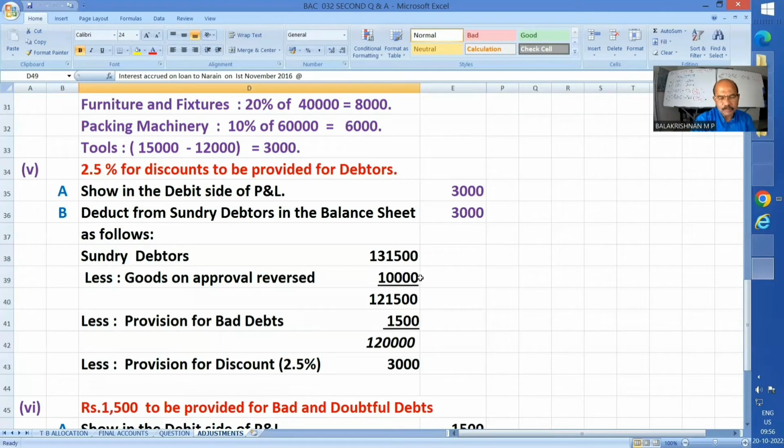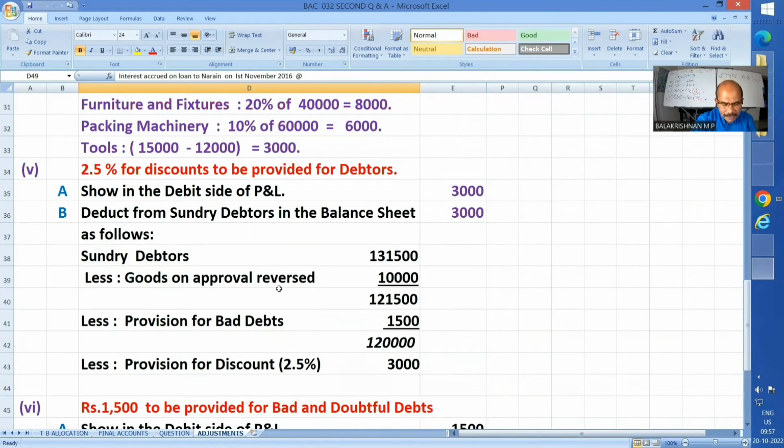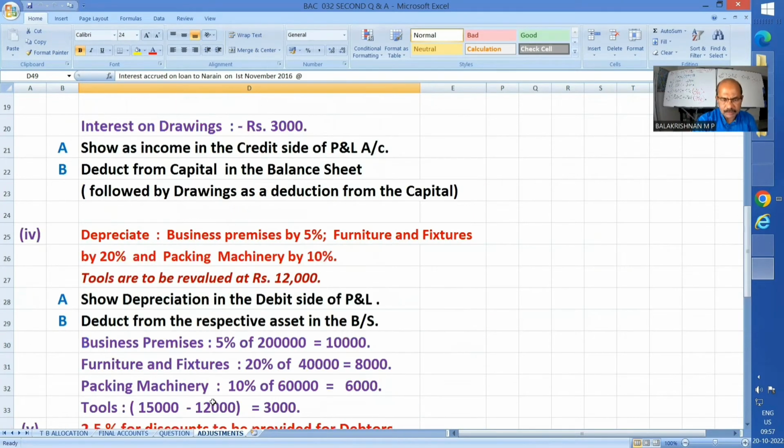2.5% for discounts to be provided for debtors. Well, students, whenever any discount provision is to be maintained, first check whether any provision for bad debts is to be maintained. Well, it is there. So rupees 1,500 to be provided for bad and doubtful debts. So that of course show in the debit side of P&L account, 1,500, and deduct from sundry debtors in the balance sheet. So sundry debtors is 1,31,500. Let me get to the proper debtors. This mistake sometimes students make. Goods on approval reversed. We know that, no?